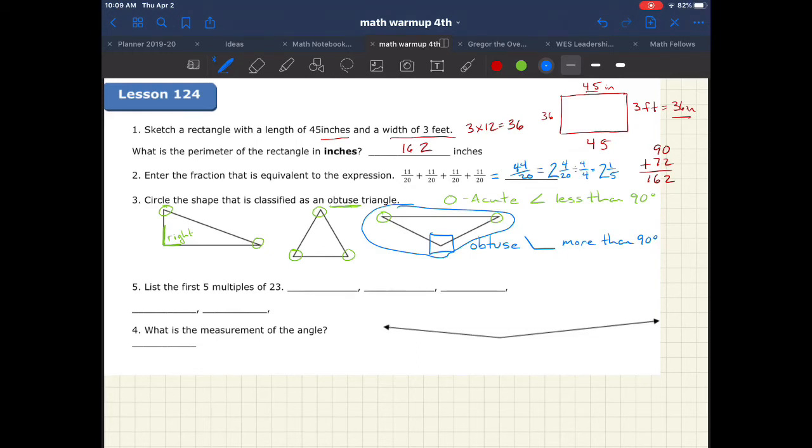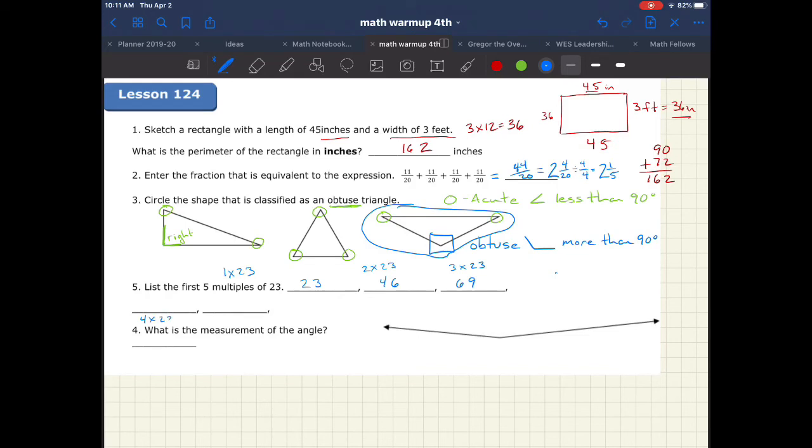But the next one on my list is 5, which says list the first 5 multiples of 23. Multiples means we are skip counting. So we are skip counting by 23s. So the first one is easy. It just means 1 times 23, which is 23. Now we need 2 times 23. I think I can double 23 in my head. That would be 46. The next one is 3 times 23. I can add 23 onto my 46. I believe it is 69.